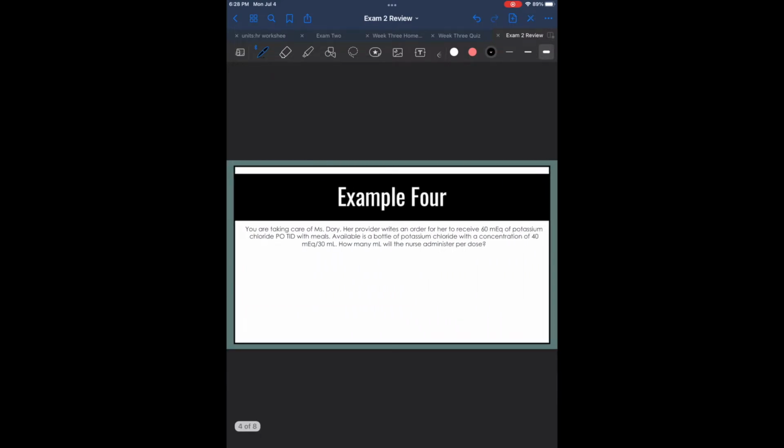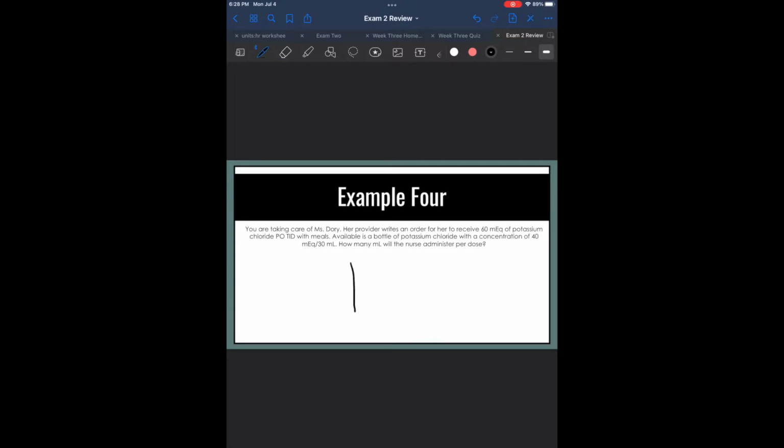All right, moving on to the next one. Now we're taking care of Miss Dory, and her doctor wants her to get 60 milliequivalents of potassium chloride by mouth 3 times a day with her meals. We have a bottle of potassium chloride that has a concentration of 40 milliequivalents per 30 milliliters. And we want to know how many milliliters we will administer per dose.